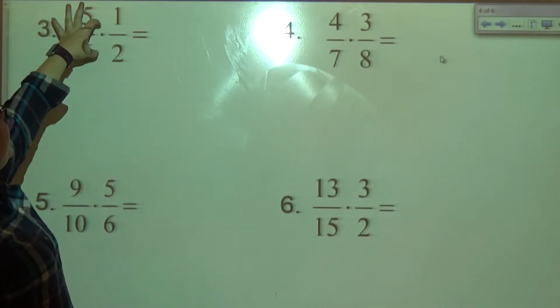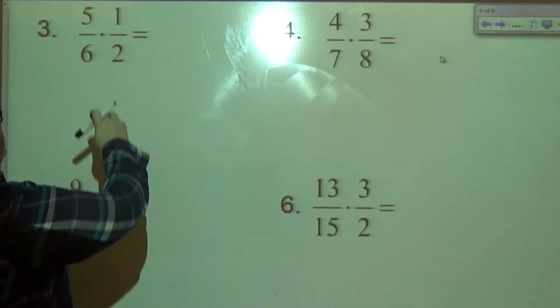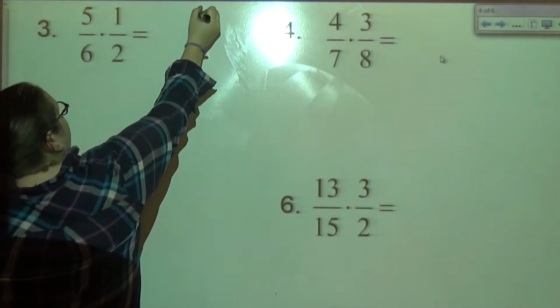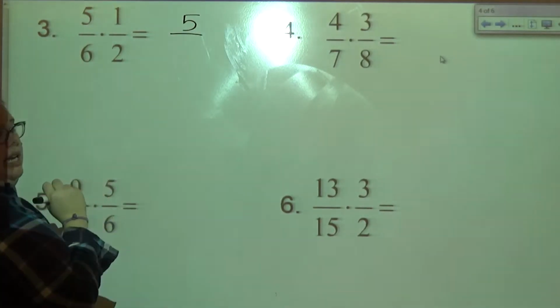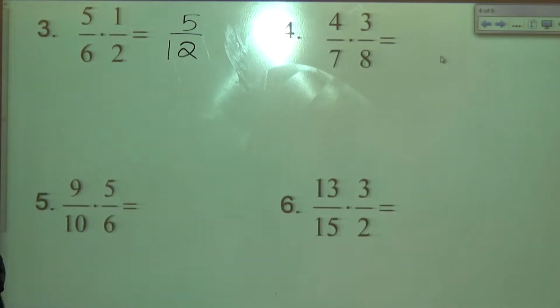So 5/6 times 1/2. Multiply your numerators. 5 times 1 is 5. 6 times 2 is 12. Can we simplify? No, those two numbers have nothing in common. Pause the video. I want you to try the other 3. This hopefully was just a reminder.